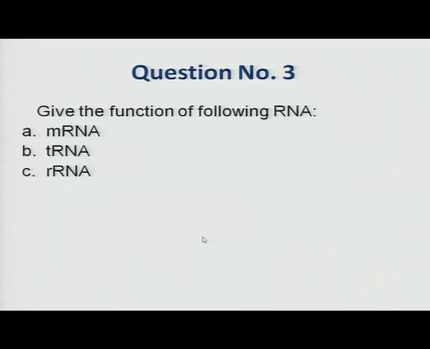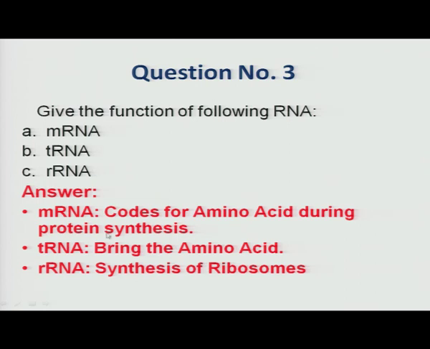And the last question which I asked in my last session was the function of the following RNAs: messenger RNA, transfer RNA and ribosomal RNA. The answer is messenger RNA codes for amino acid, transfer RNA brings the amino acid during protein synthesis, and ribosomal RNA helps in the synthesis of ribosome.